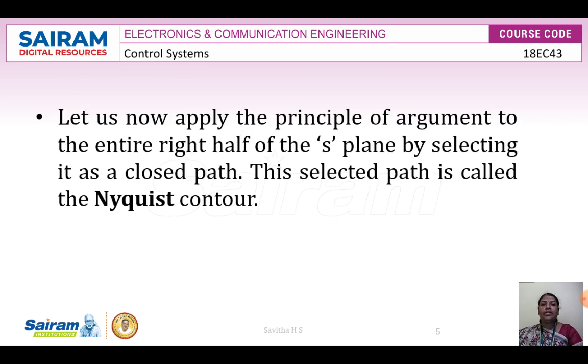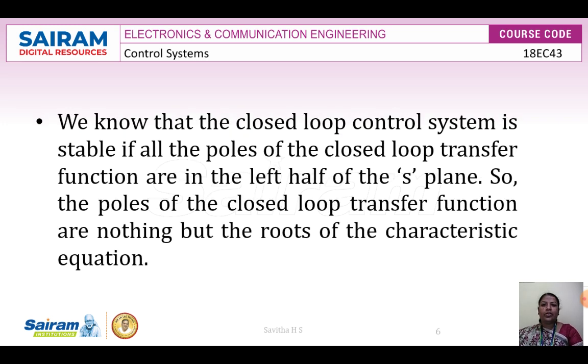Let us now apply the principle of argument to the entire right half of the s-plane by selecting it as a closed path. So the selected path is called a Nyquist contour. We know that a closed loop control system is stable if all the poles of the closed loop transfer function are in the left half of the s-plane. So the poles of the closed loop transfer function are nothing but the roots of the characteristic equation.